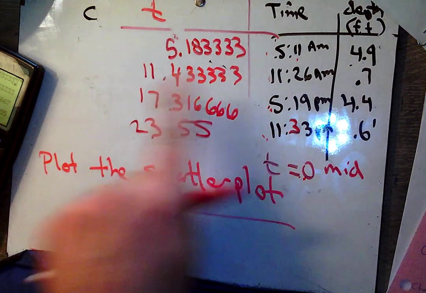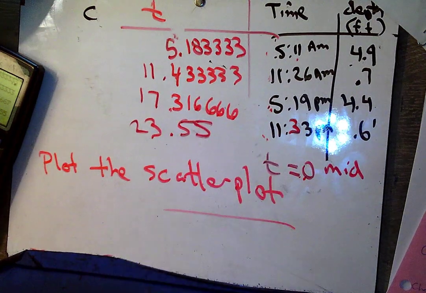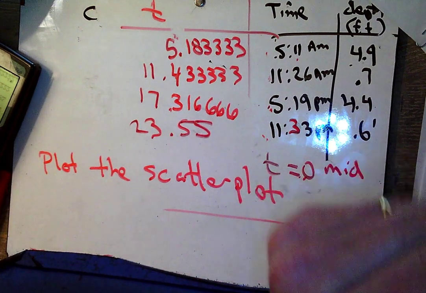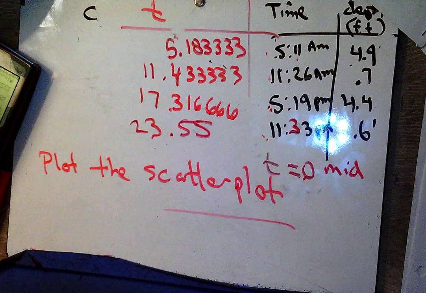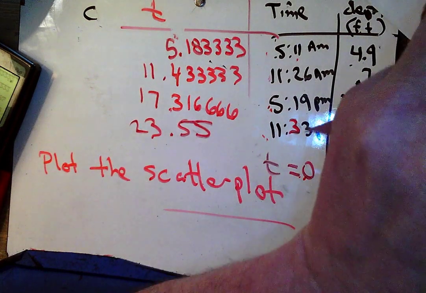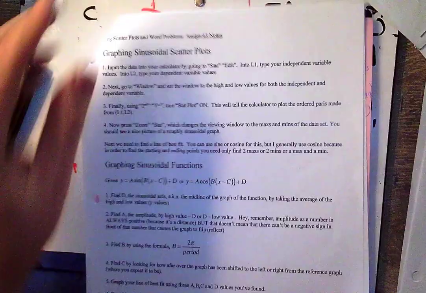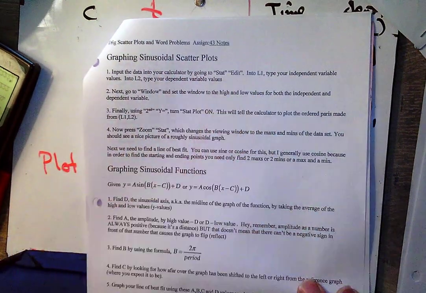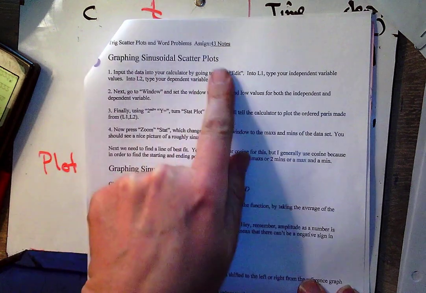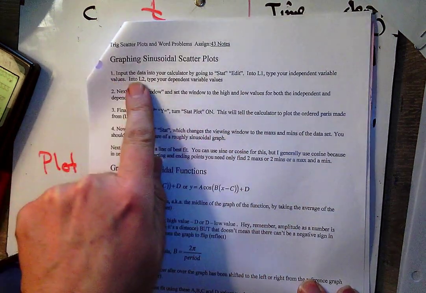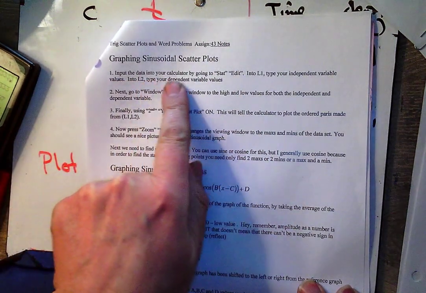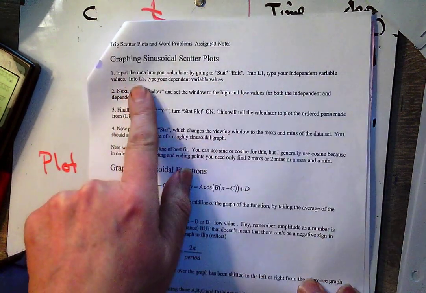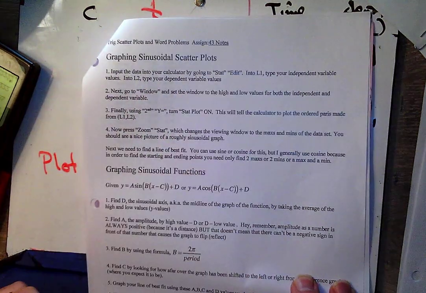Now, I want to make this show up on my calculator. I have included for you a list of notes on putting a scatter plot into your calculator. Here it is: Trig scatter plots and word problems, sinusoidal, graphing sinusoidal scatter plots. So right now, I want to load my data into the stat edit L1 for the independent variable and into L2 for your dependent variable.